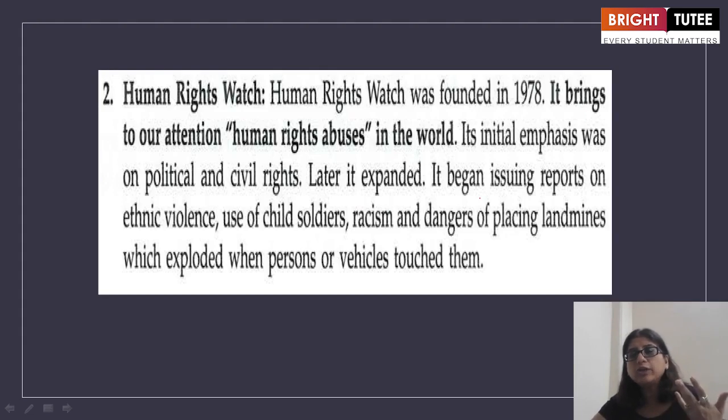Human Rights Watch was founded in 1978, and it brings to our attention human rights abuses in the world. Its initial emphasis was on political and civil rights. Later, it expanded. It began issuing reports on ethnic violence, the use of child soldiers, racism, and the dangers of placing landmines, which exploded when persons or vehicles touched them.